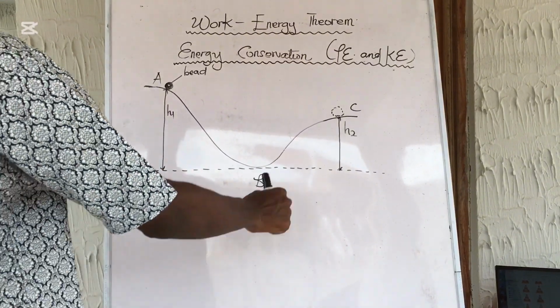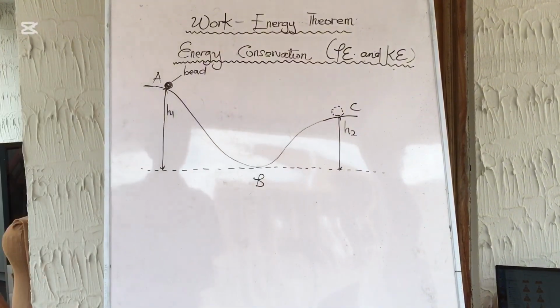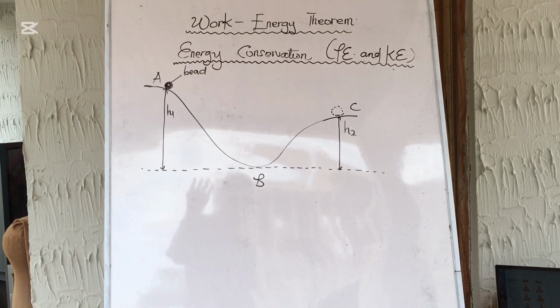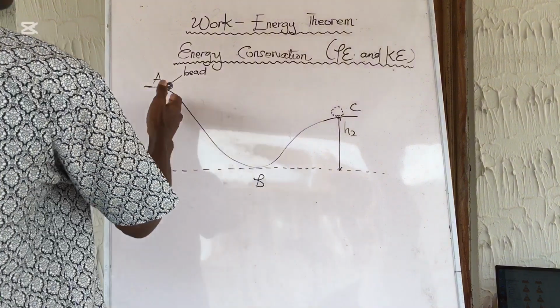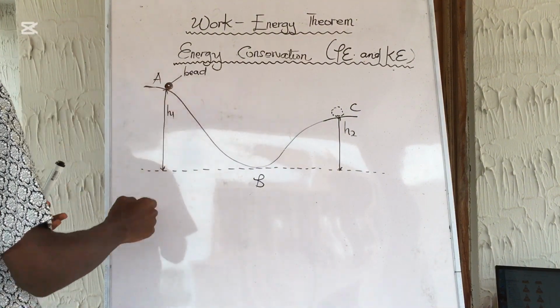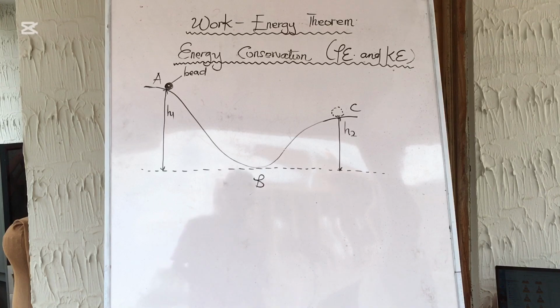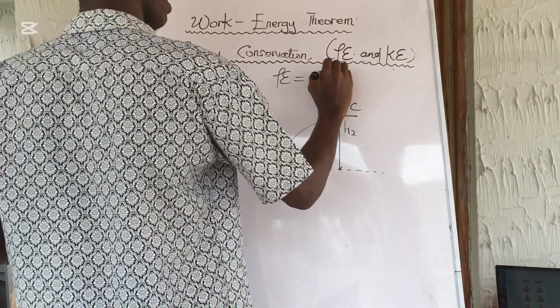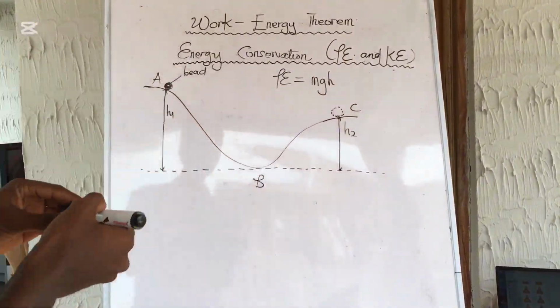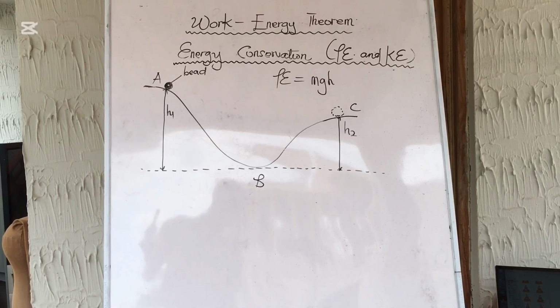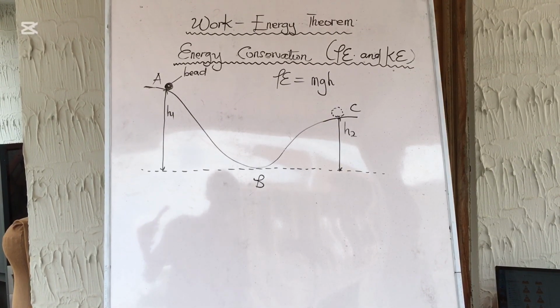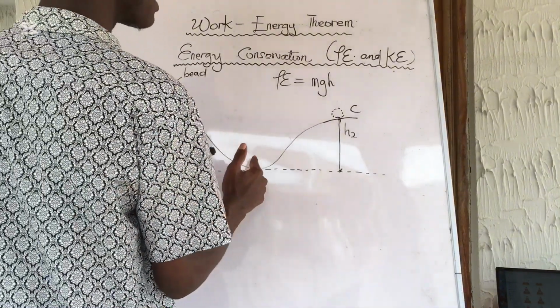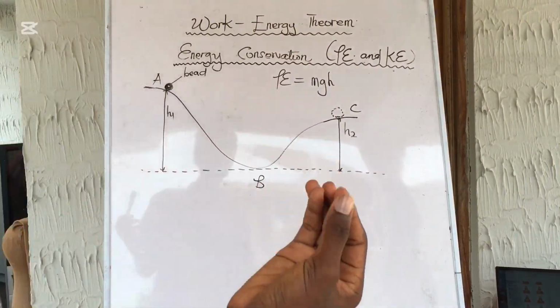So if you are asked to find the speed at point C, let's look at the relation, because we know that energy can neither be created nor destroyed, but it can be converted from one state to another. So if you have the bead at this point here, because the bead also possesses a height, then it has a potential energy, because potential energy is equal to mgh, where h is the height. So if the height is not 0, then the object has potential energy. But at point B, the height is 0. So at point B, there is no potential energy.